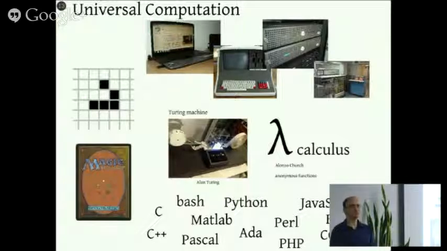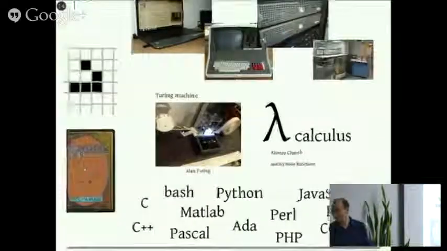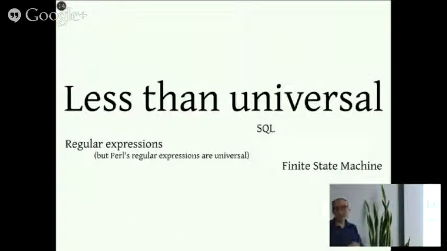And you might wonder, is it really universal? Is there something that it might not do? Are there things missing? Are there things that it can't do? And it turns out that it's actually very hard to come up with something that you could plausibly call computation and which isn't equivalent to these things. Regular expressions is one of them, but not the way Perl does them, because Perl kept adding extensions to them until they turned into universal computation.